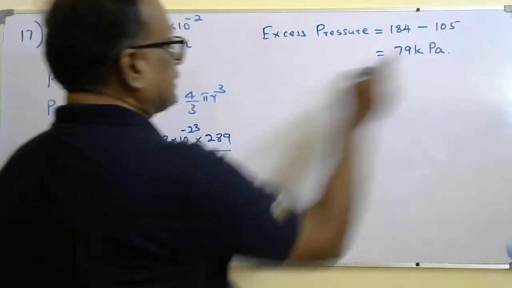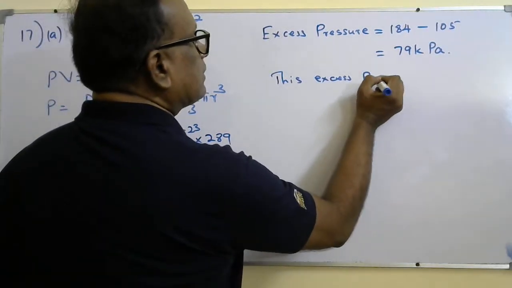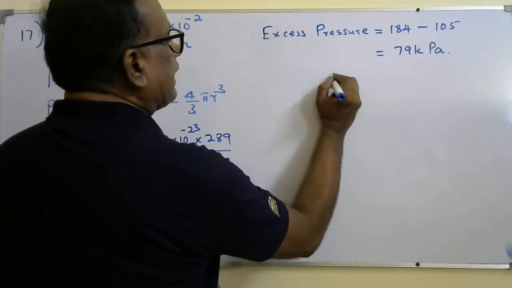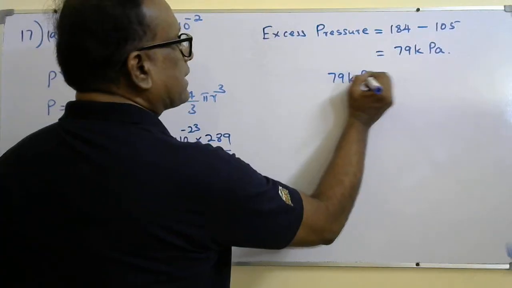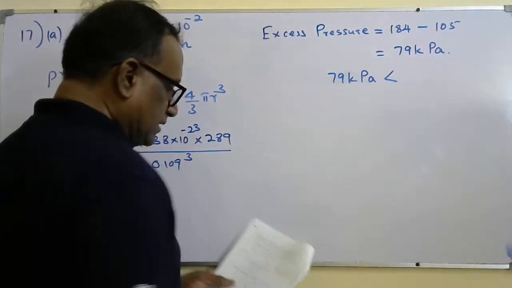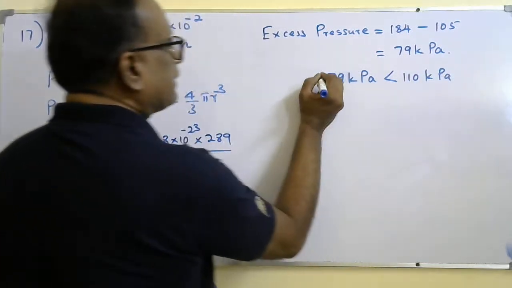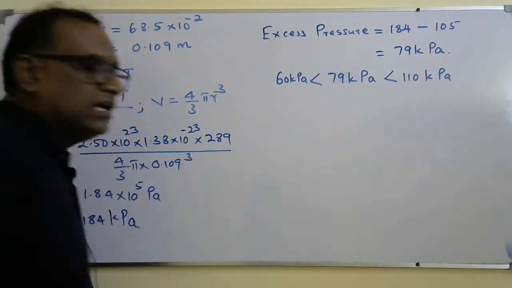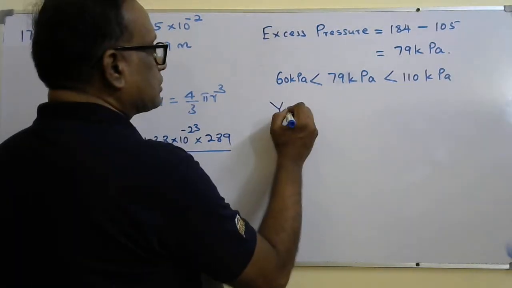So this excess pressure, or I can say rather than writing this way, 79 kilopascal is less than 110 kilopascal and greater than 60 kilopascal. So it's falling within the range prescribed by the FA association, football association. So the question: deduce whether this football met the FA rules. Yes, it met the rules.